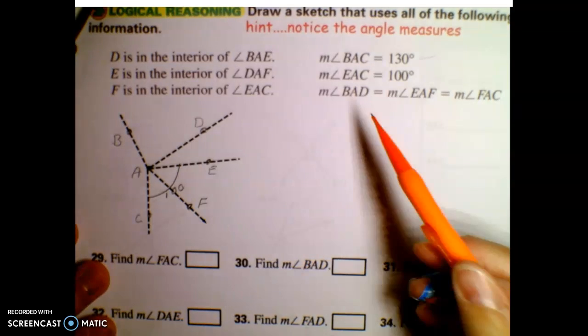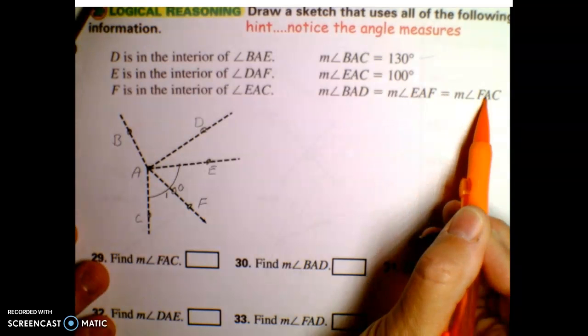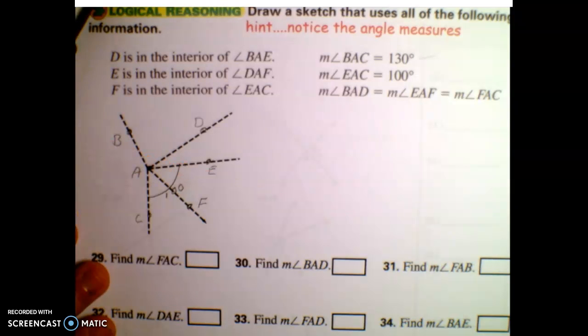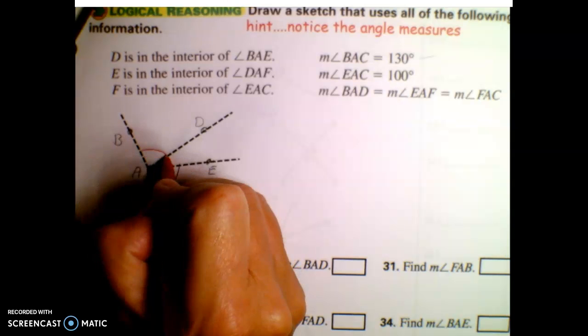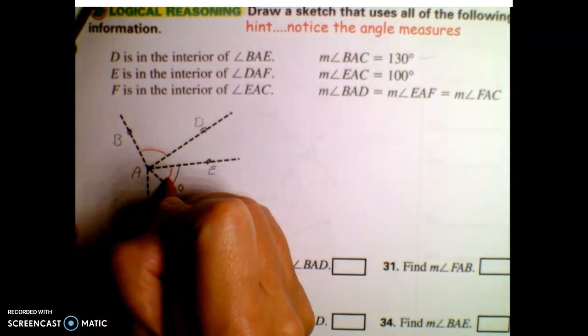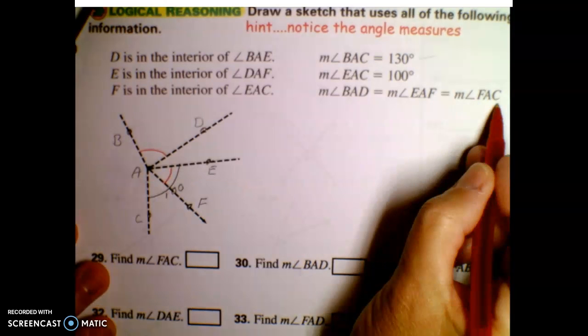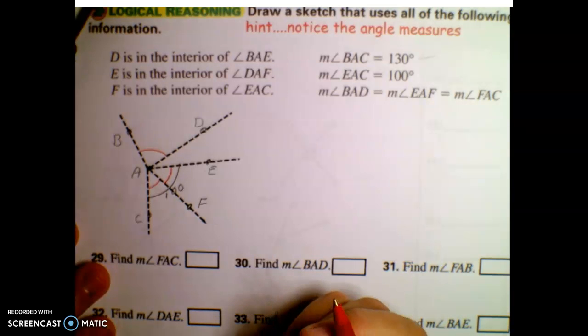Okay. Then they said that BAD, EAF, and FAC are all the same measure. They're equal to each other. So let's mark these off. BAD goes from here to here. EAF goes from here to here. And FAC goes from here to here. Now notice I'm using the same color. You can see the difference.